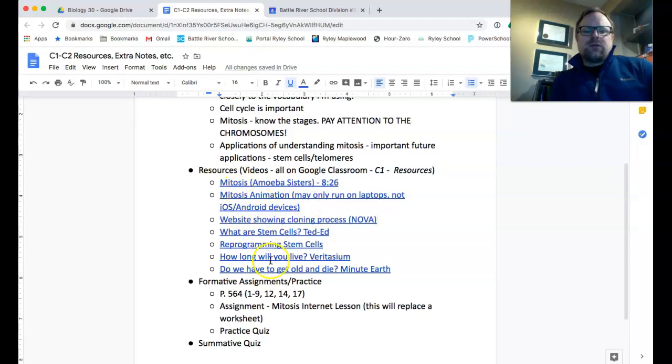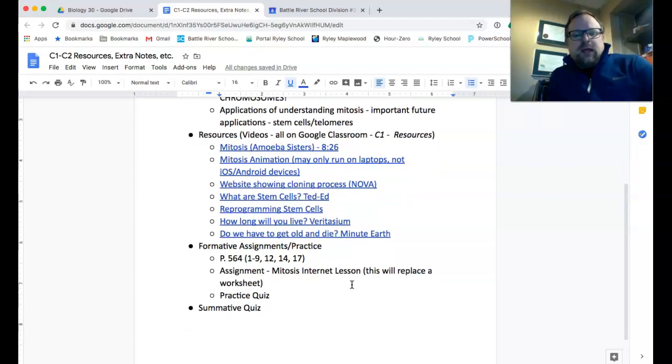And then there's a bunch of other stuff. Some of these things are more for pure interest's sake, like the stem cell stuff at the bottom here, and the Veritasium and Minute Earth videos. I think those are great. They're worthwhile watching, but they're not directly on topic to what we're talking about, but they do link strongly to it.